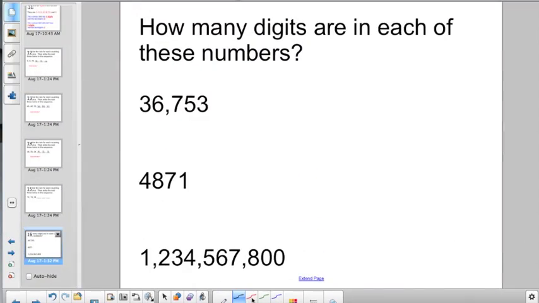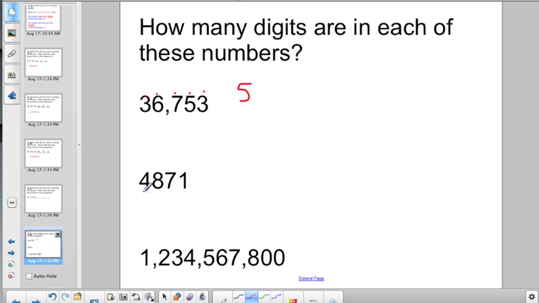Alright, let's try something a little bit different this time, and we've already talked about it. How many digits are in each of these numbers? Remember, the digits are just 0 through 9, so let's just count them. Here I have 36,753. So how many digits are there? Looks to me like 1, 2, 3, 4, 5, right? So how many digits? There are 5.